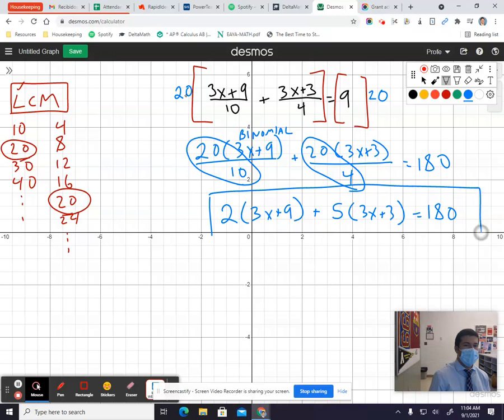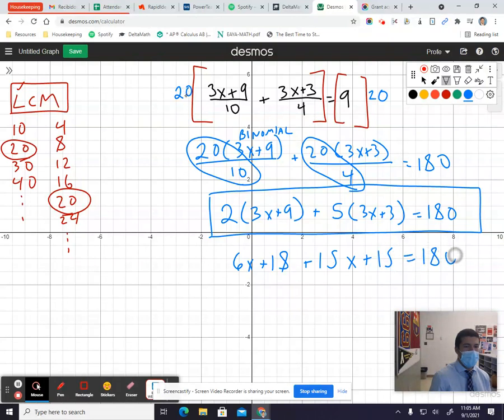This is what we've been calling in class an equivalent equation to the very first one, which should be a little more simple for us. Twice the expression 3x + 9 gives me the expression 6x + 18. 5 times this expression gives me 15x + 15, all equal to 180. Time to combine like terms.